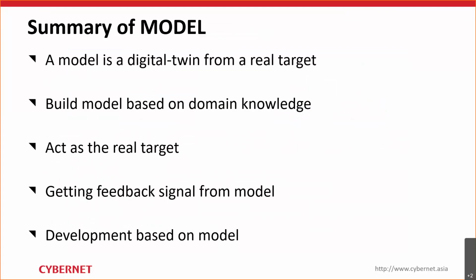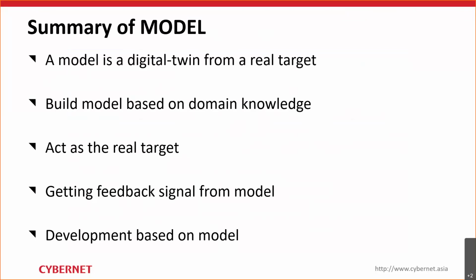Let's summarize what we have known now. We introduced the concept of a model. A model is a digital twin of a real target. It will respond like a real object. A model is built from our domain knowledge. If we want the model to respond more like a real one, we have to consider more details. A model should act like the real target. Therefore, we can develop our control algorithm.